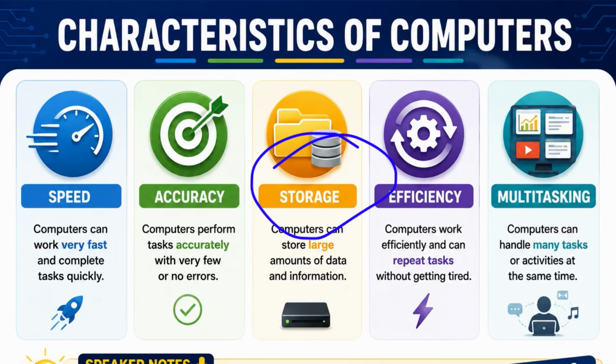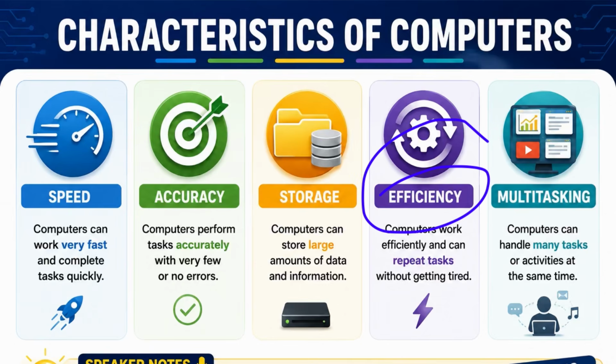Computers also have large storage capacity. They can store huge amounts of data and information for future use. In addition, computers can perform the same task over and over again without getting tired or losing performance. And finally, computers support multitasking. For example, you can listen to music, browse the internet, and work on a document at the same time. These characteristics are some of the reasons why computers have become an important part of our daily lives.